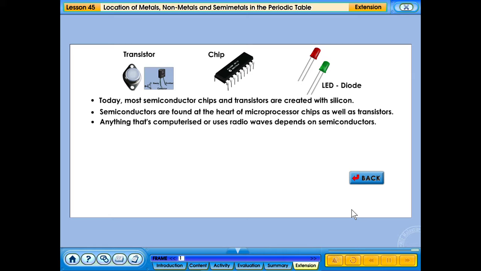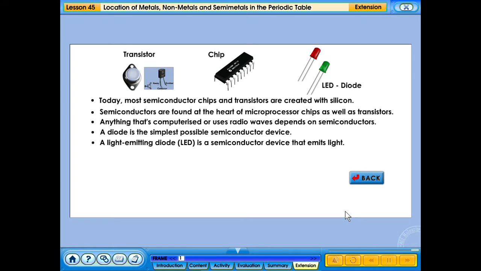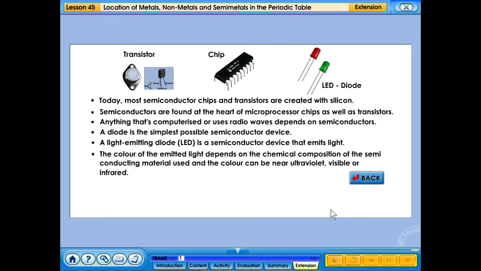A diode is the simplest possible semiconductor device. A light-emitting diode, or LED, is a semiconductor device that emits light. The color of the emitted light depends on the chemical composition of the semiconducting material used, and the color can be near ultraviolet, visible, or infrared.